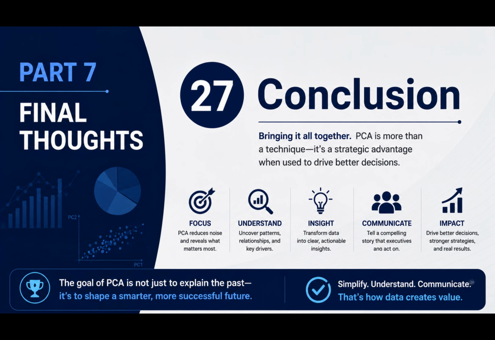Conclusion: let's bring everything together. PCA helps transform complexity into clarity. It reveals patterns, highlights what matters most, and helps organizations focus on better decisions. Combined with Python and AI, PCA becomes more than a statistical technique. It becomes a practical framework for turning data into insight, insight into action, and action into results. Simplify. Understand. Communicate. That's how data creates value.